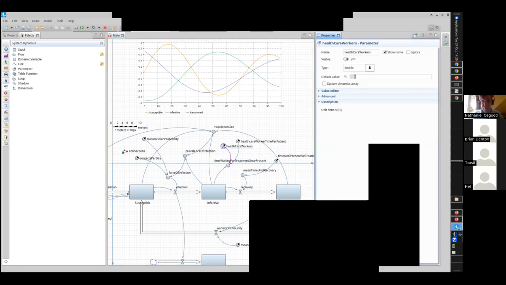And I'm going to initially set 50 healthcare workers. Please pay attention to that. I have a feeling someone's going to ask me later. 50 healthcare workers initially. 50. Pay attention. Okay. And then we have healthcare worker time per patient.